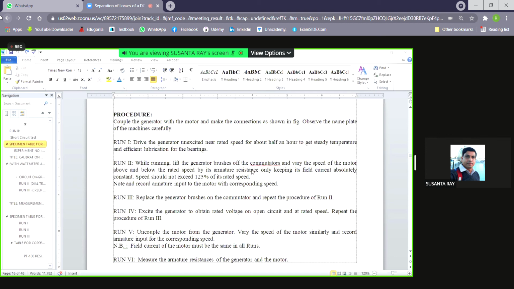Okay, so in the run 3 what we will do? We will stop the excitation for the generator. Will not give any excitation. So then what will be developed in the generator? Only the residual voltage. And that means there will be no core loss, because here the field is not excited. Okay, so if the field is not excited, there will be no core loss in the generator because flux is minimum. Flux reversal will be there, but it is minimum.